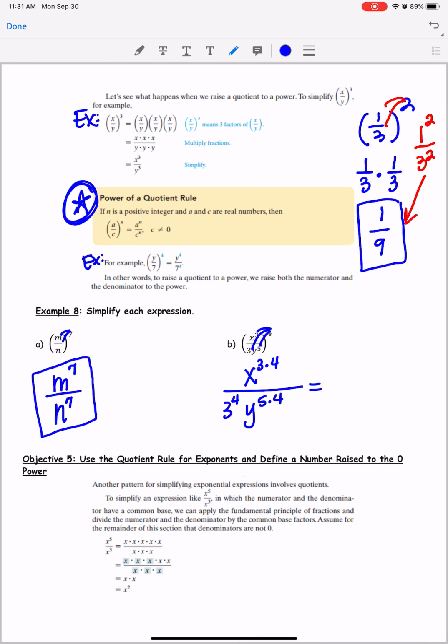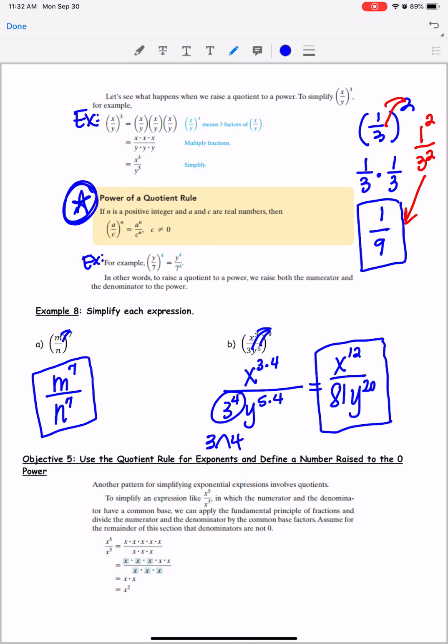So simplify. 3 times 4 is a 12, so we get x to the 12th. Put this in your calculator. 3 caret 4, we'll get 81. And 4 times 5 gives me y to the 20th. Okay, that's 4 rules. Let's go to the 5th.